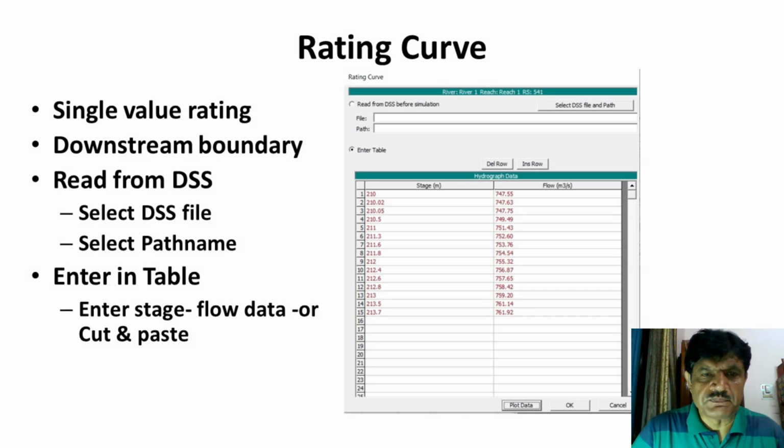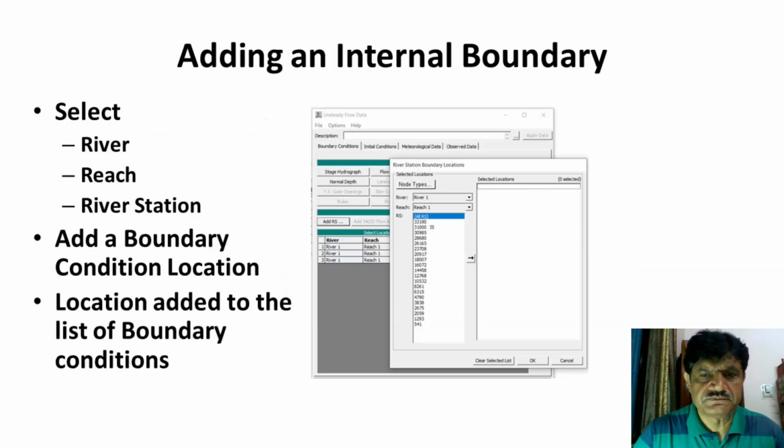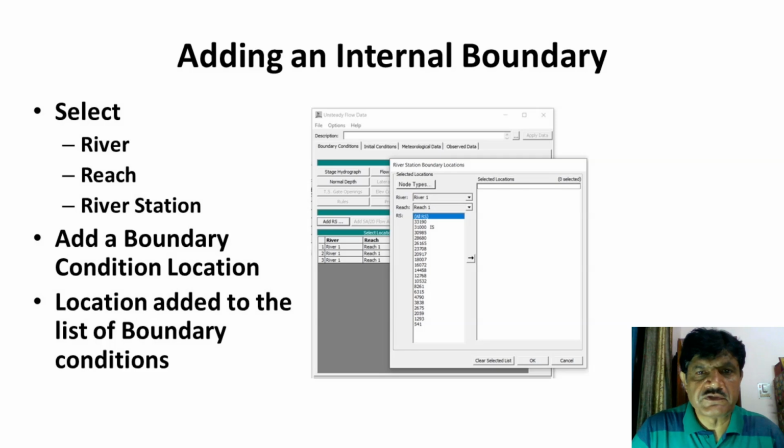Next is the normal depth. It's like the model's best guess. Using Manning's law, it estimates the water surface, quick and easy, but just an approximation. Of course, rivers have surprises. Tributaries join in, rainfall adds extra flow, groundwater seeps in. That is where internal boundaries come in.